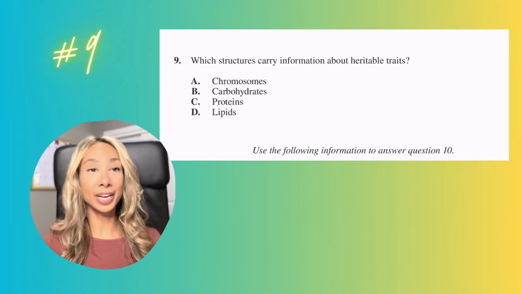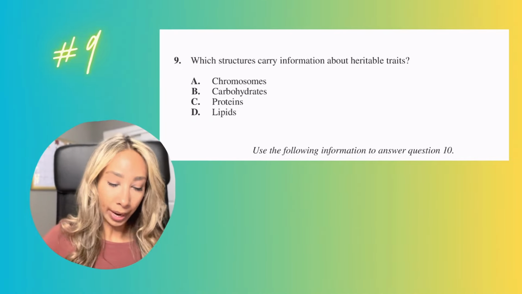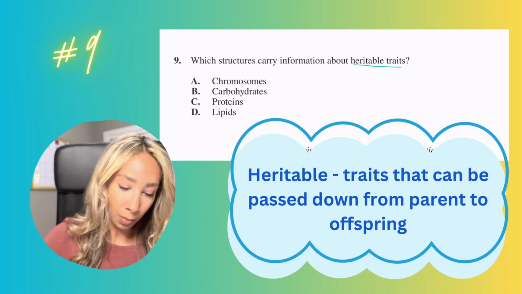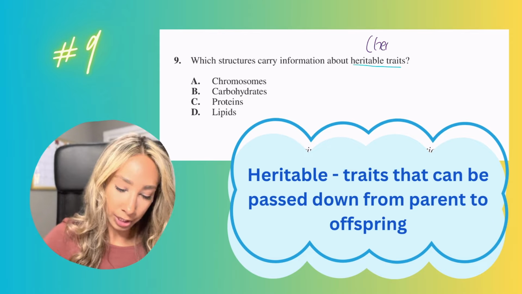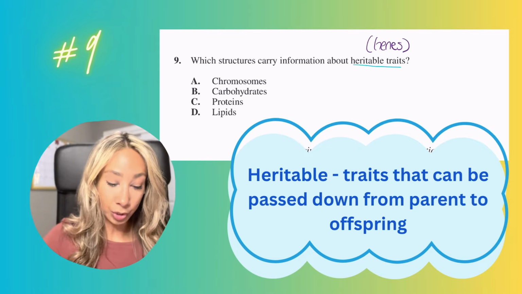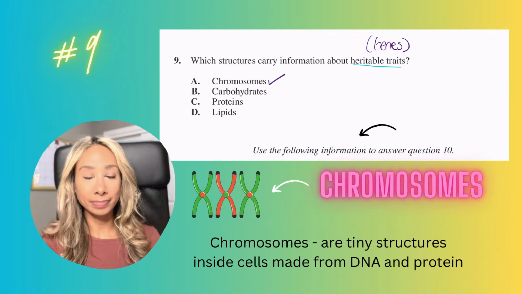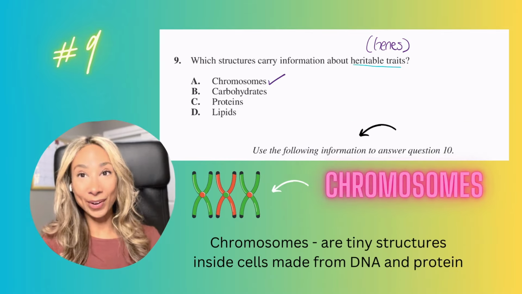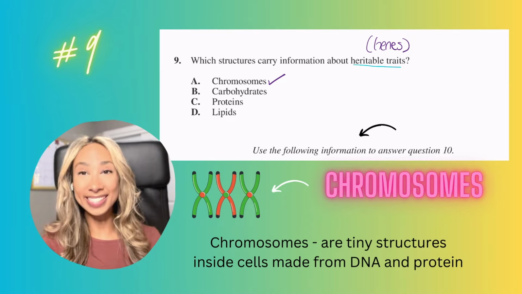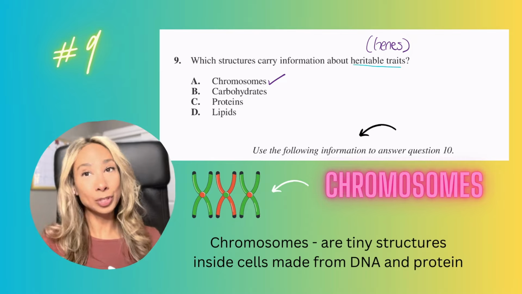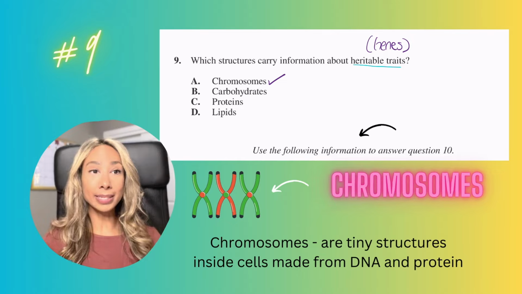Which structures carry information about heritable traits? So heritable traits is just a fancy way of saying, well, which option is talking about our genes? Our first option is chromosomes, which I really do like, because chromosomes contain all the DNA that are wrapped around special proteins, and in fact, we can sometimes see them during parts of cell division. So to me, that's a good one.